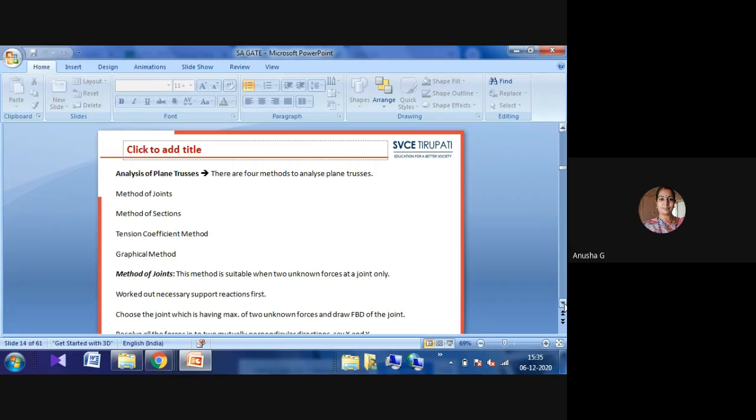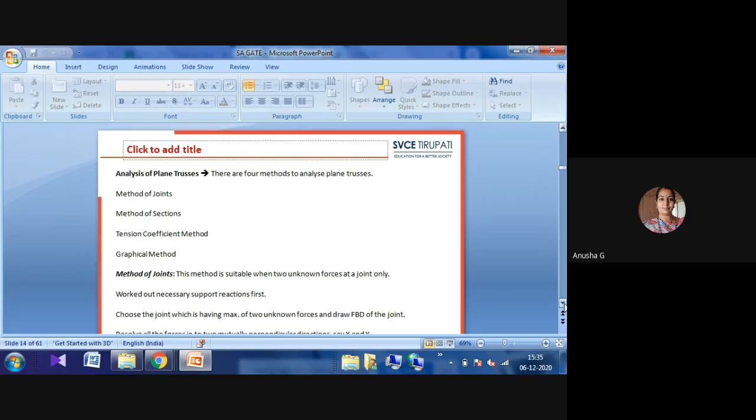Now we'll see the analysis of plane stresses and then the analysis of space stresses. Analysis of plane stresses is again divided into 4 types. They will ask about this in GATE exams. These are the main 4: one is the method of joints, method of sections, then the tension coefficient method, and the fourth one is the graphical method. These 4 methods are the plane stress methods.